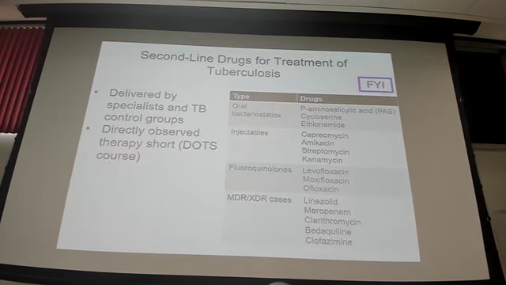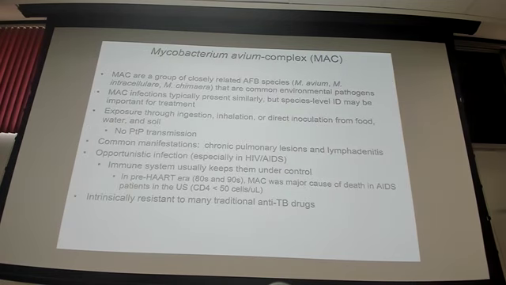Okay, so that's it for tuberculosis. Just a couple more slides today. Talk a little bit about MAC organisms. These are not tuberculosis organisms, but it's a different complex of organisms that are associated with opportunistic infections, particularly with AIDS patients. That's how they were initially identified.